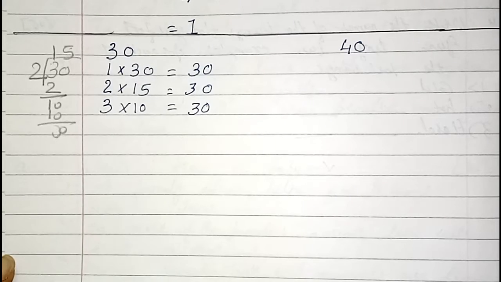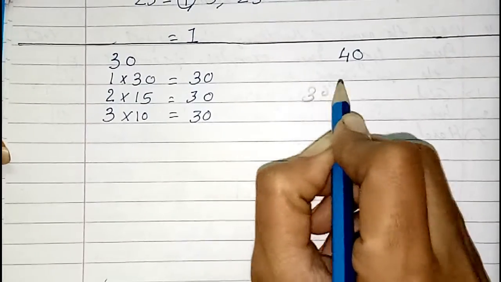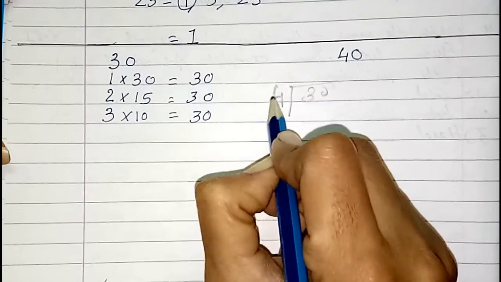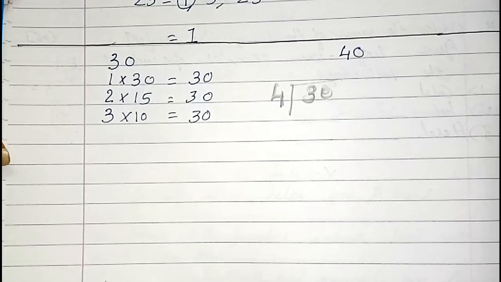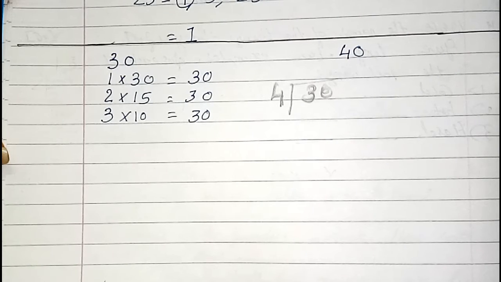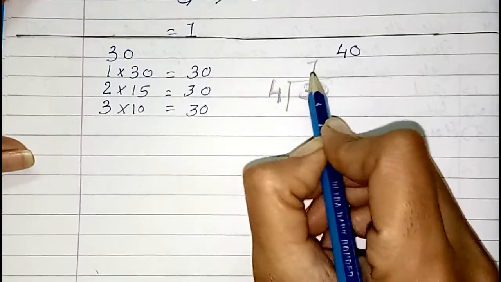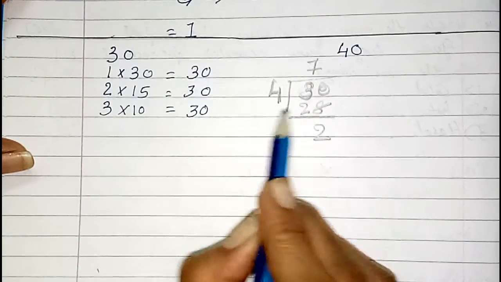Now 4. Let's check whether this number can be divided by 4 or not. Divide 30 by 4. Say the table of 4. 4 ones are 4, 4 twos are 8, 4 threes are 12, 4 fours are 16, 4 fives are 20, 4 sixes are 24, 4 sevens are 28, 4 eights are 32. 32 is bigger than 30. So 4 sevens are 28, but 2 is the remainder.